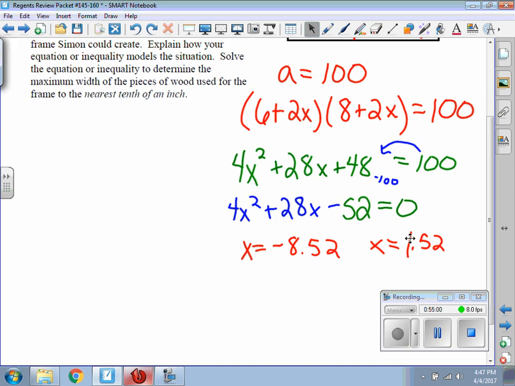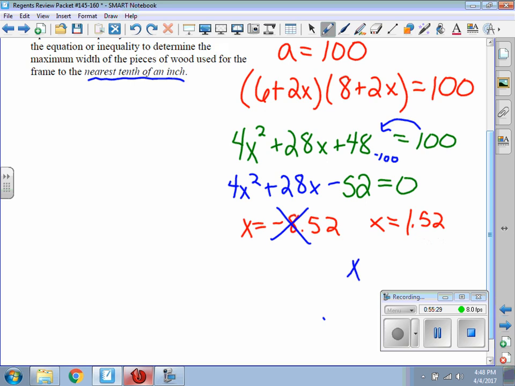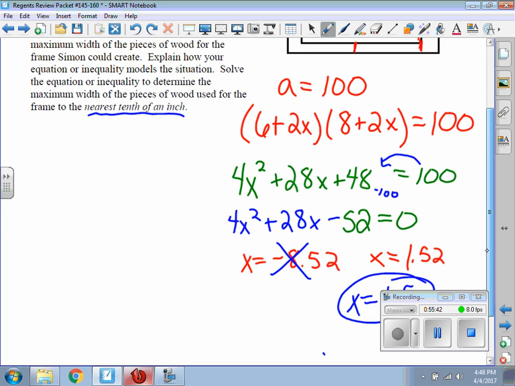So I do have to check the original problem because maybe that's not how it wanted the answers. If it says to the nearest tenth of an inch, that answer is not good enough. Plus, does the answer make sense? Well, if x was the width of the frame, negative 8 point something doesn't even make sense because you can't have a negative width of a frame. So now we'll adjust this 1.52, rounded to the nearest tenth, 1.5. And if you think about it, 1.5 inches for a picture frame, that sounds pretty good for the outside of the picture frame. It sounds logical.